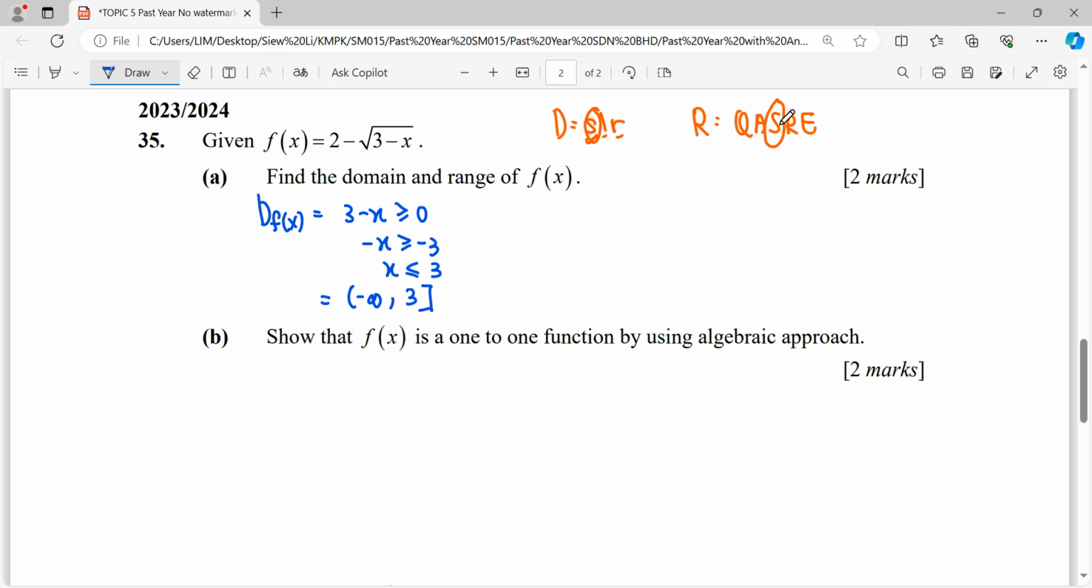Meanwhile, for range, in order to find the range, the square root function is our special case. How are we going to do it? We're going to zoom in on this square root function. You can see it is a negative function. So that means we start from negative infinity up to the value of 2 included.